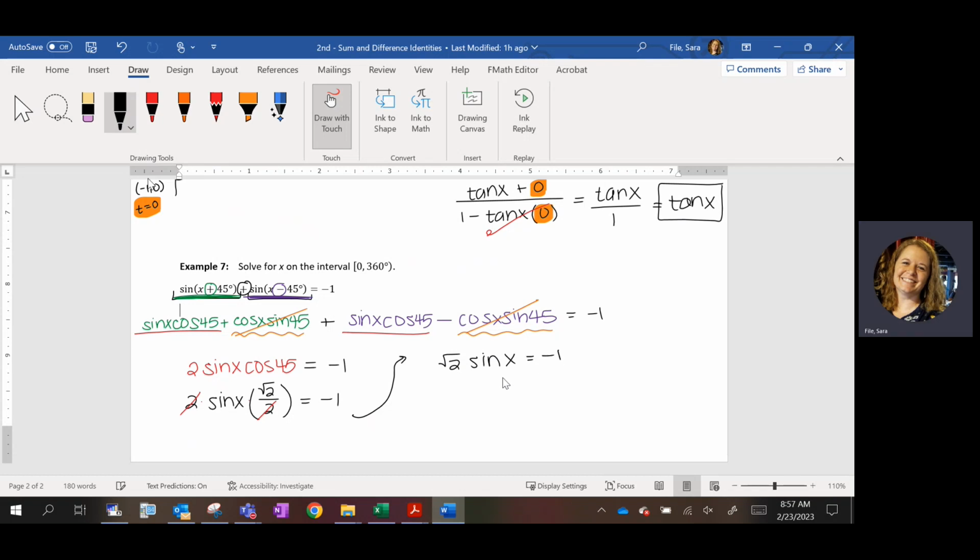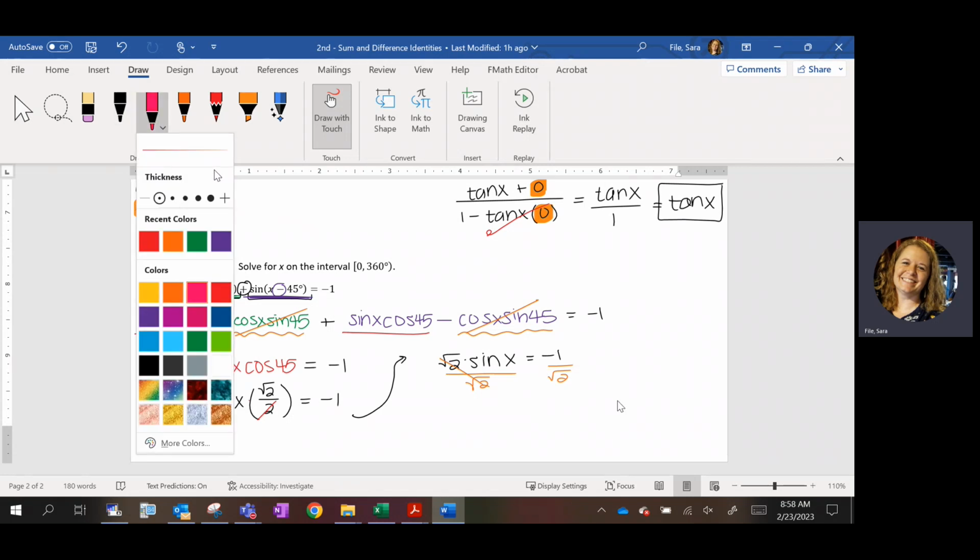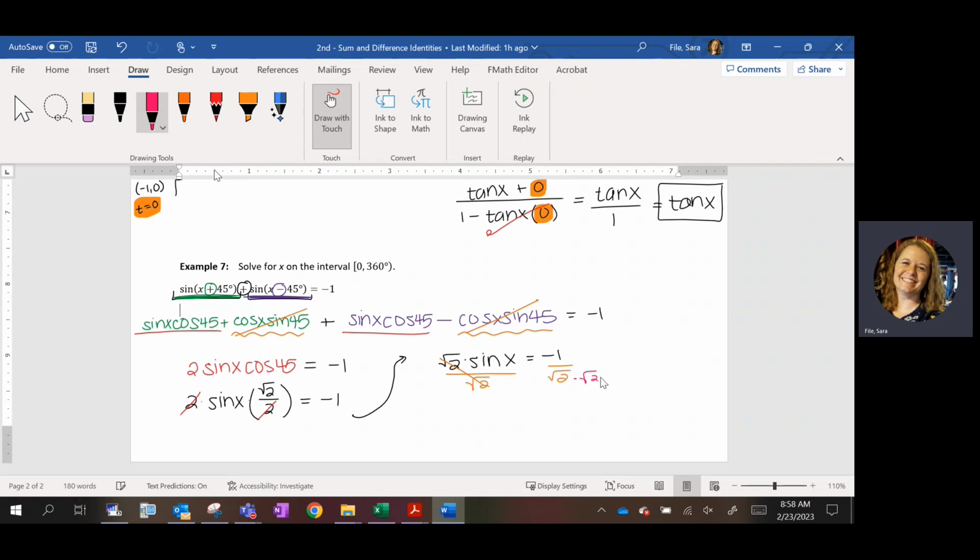Equal to -1. How can I get rid of that square root of 2? Yeah, I'm going to divide it over to the other side. So now I've got sine of x is -1 over root 2. We don't leave radicals in the denominator. Remember that we rationalize. So if I go to rationalize this, I get negative root 2 over 2. That should look familiar. Root 2 over 2 happens at 45-degree reference angles, doesn't it?